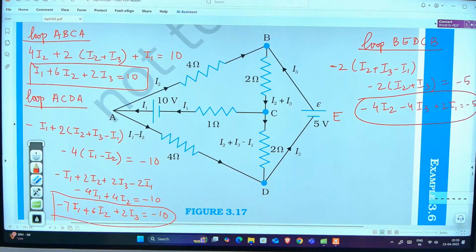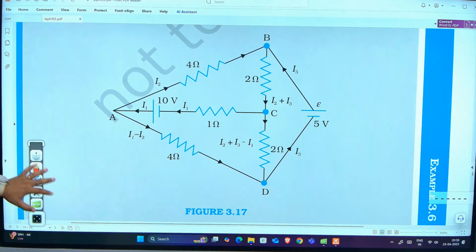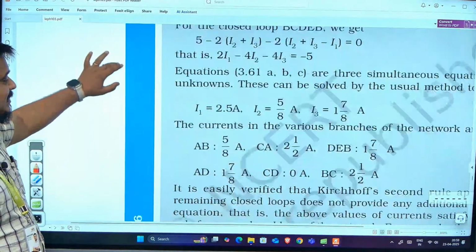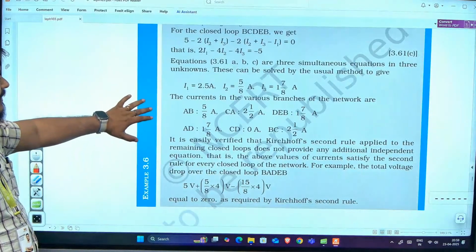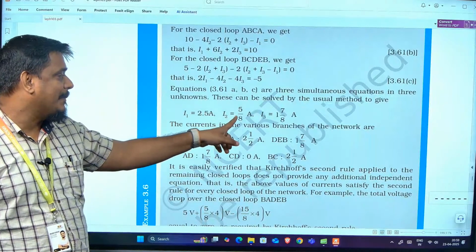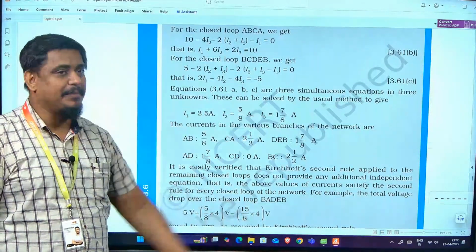You can take. Shall I check with you? What is the value of VC for ABCD? 0. If there is no EMF, it is equal to 0. Okay. Got it? If I click this button, it will go. So, if you solve correctly, the answer should come like this, Mr. Pratap. Check whether you are getting the answer or not. Answer is 2.5 ampere, 5 by 8 ampere and 15 by 8 ampere.